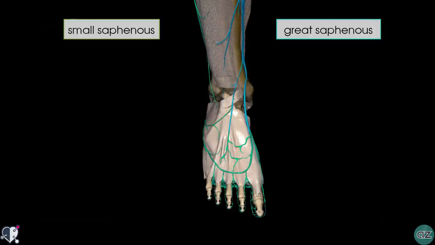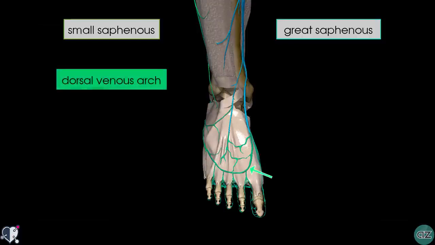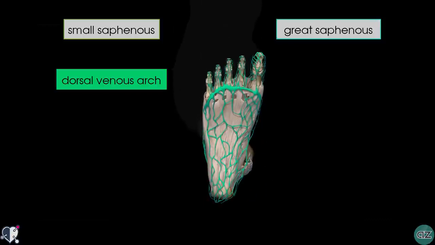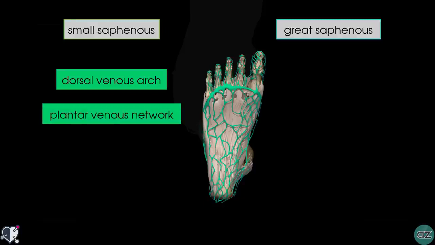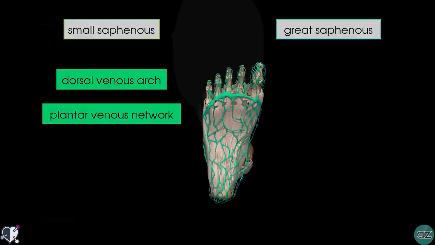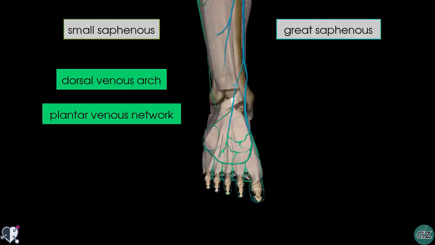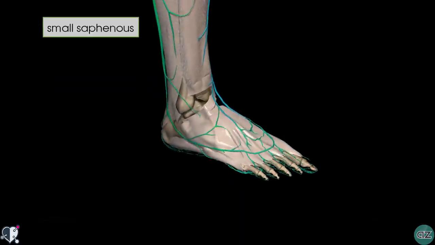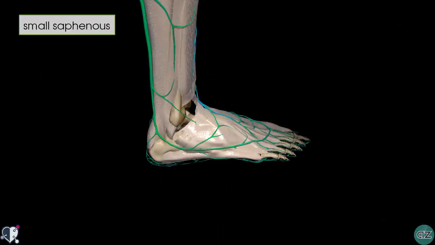I've just moved the model distally, and we're taking a look at the dorsal aspect of the foot. Here we have the dorsal venous arch, which drains the dorsal aspect of the foot, and on the plantar aspect of the foot is a venous network which drains the plantar structures. Coming back to the dorsal view, if we just rotate around to a lateral view, we can see the small saphenous vein arising from the lateral aspect of the dorsal venous arch and passing behind the lateral malleolus to ascend the leg.